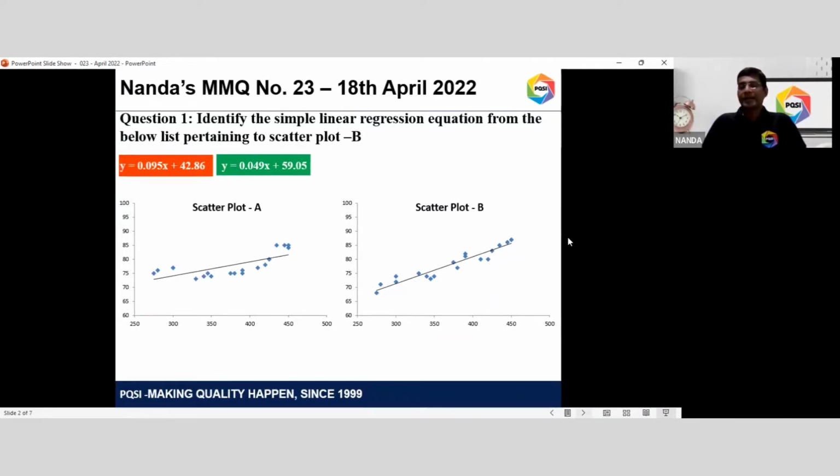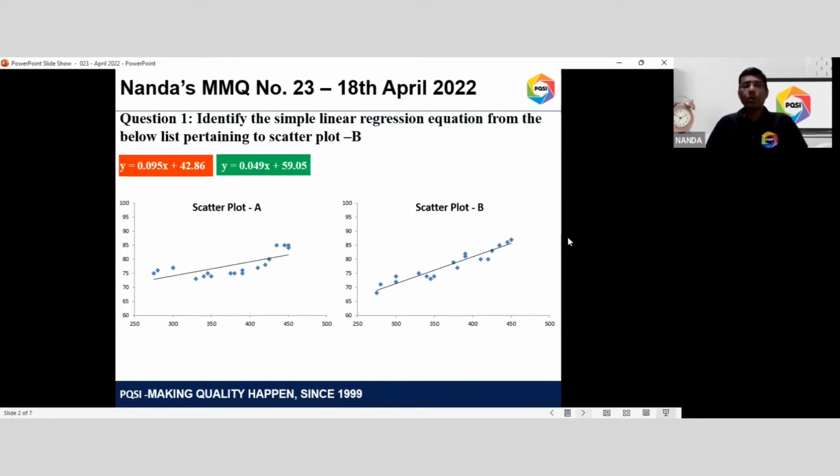And I've also indicated two separate regression equations. One is highlighted in red and one is highlighted in green. Now the question is, in your opinion, looking at these two scatter plots, which equation pertains to scatterplot B? So in the Google form, you just have to mention, is it the red colored equation or the green colored equation? Okay, so that's the question.